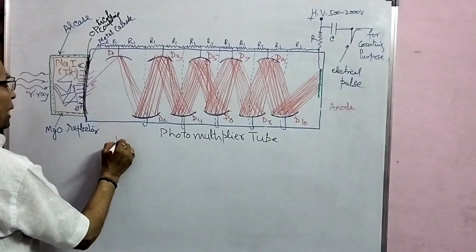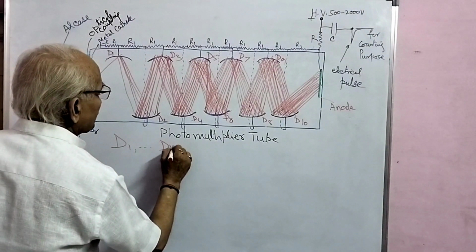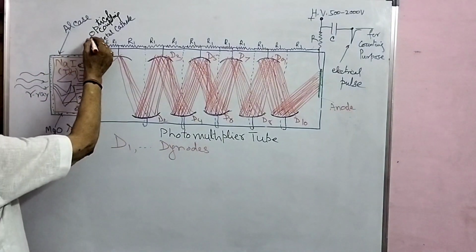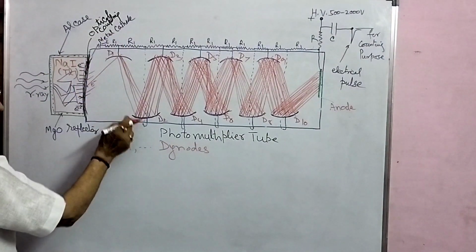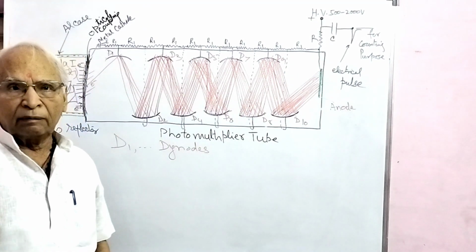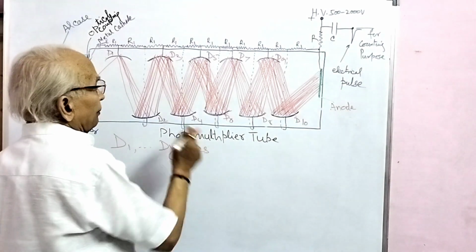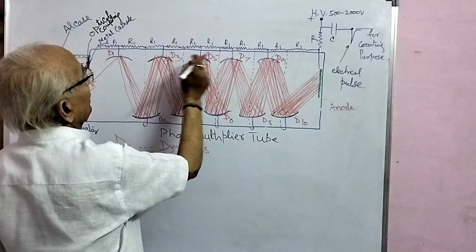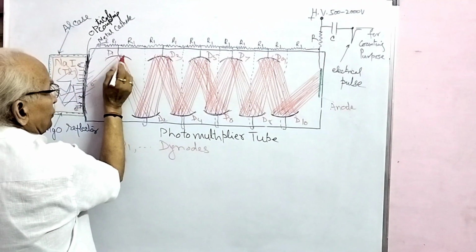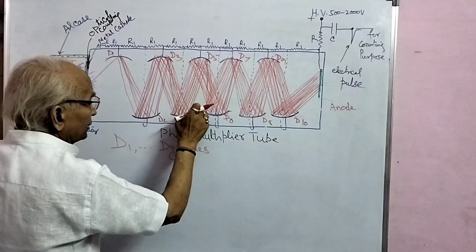These are called dynodes, D1 and so on. Here we have a metal cathode. These are also metal, the same, having a large number of free electrons available with very, very small binding. So these are metal dynodes, D1, D2, D3. And they also have curvature so that the focus is on this side. This focuses on this side, and this focuses on this side.